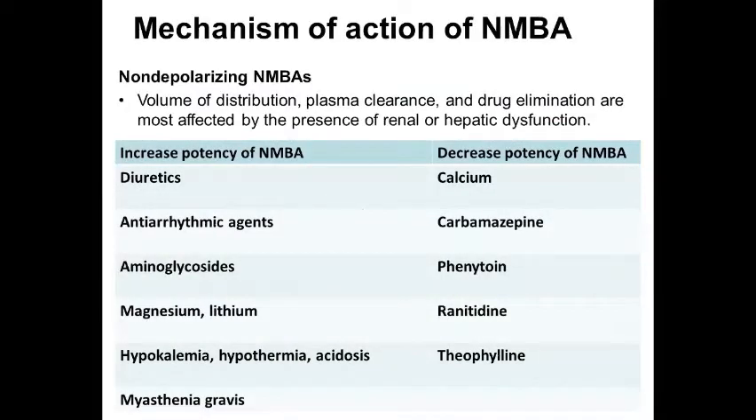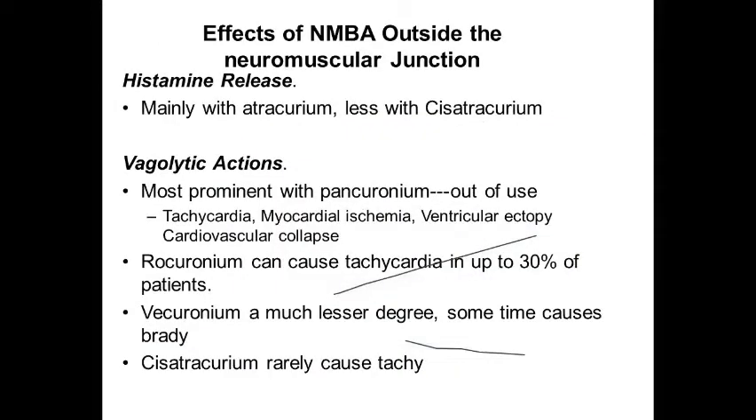There are some medications that might increase the potency of neuromuscular blocking agents, so be careful with those, like diuretics and antiarrhythmic medications, etc. And there are some other medications that decrease the potency of neuromuscular blocking agents, as well as hepatic and renal failure that might decrease the clearance of the drug.